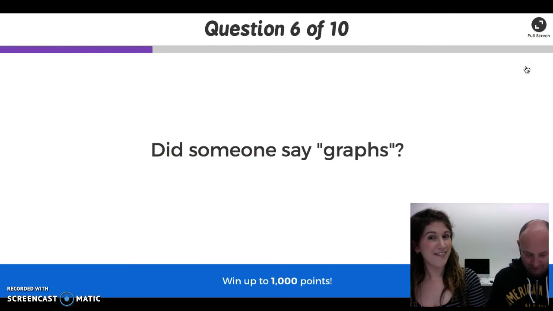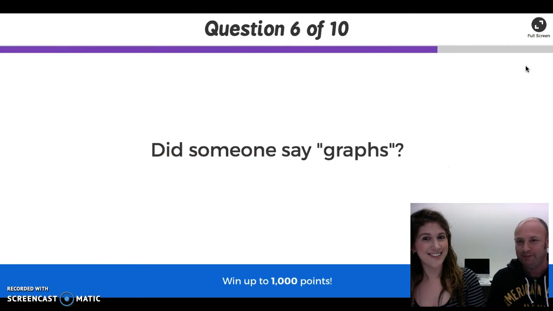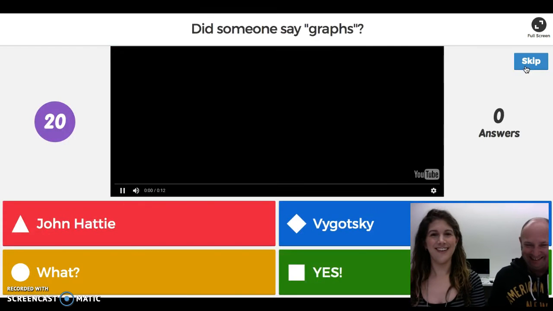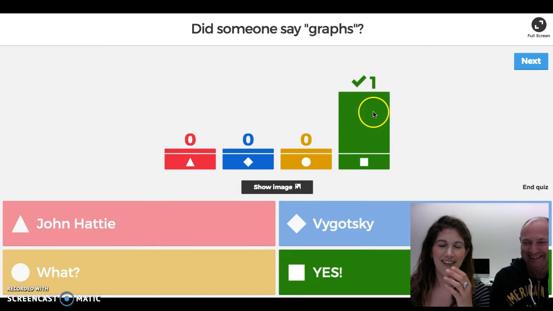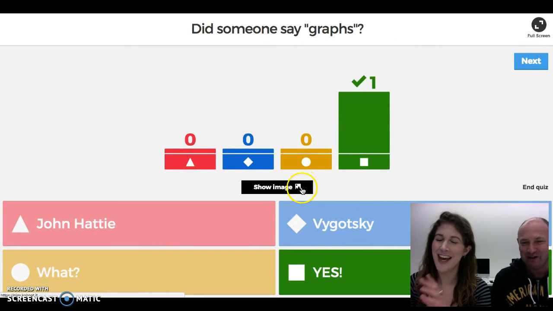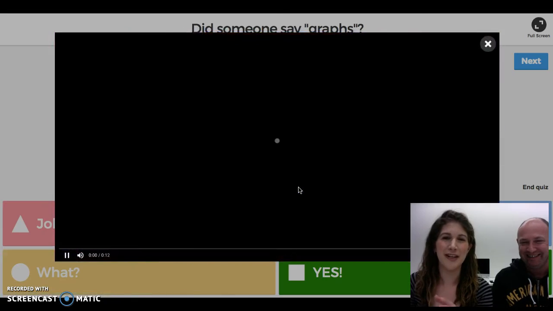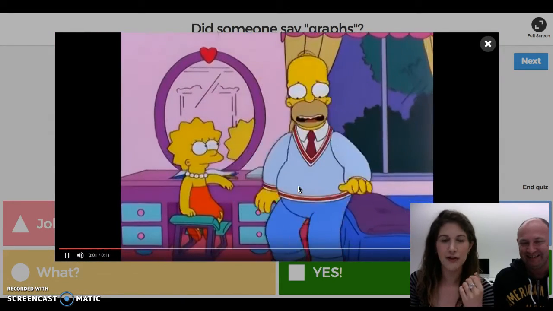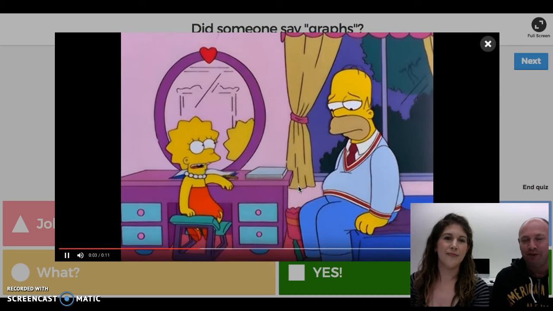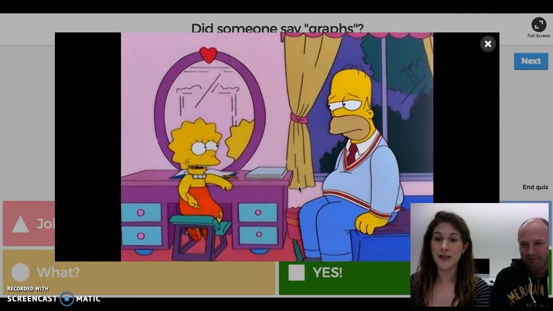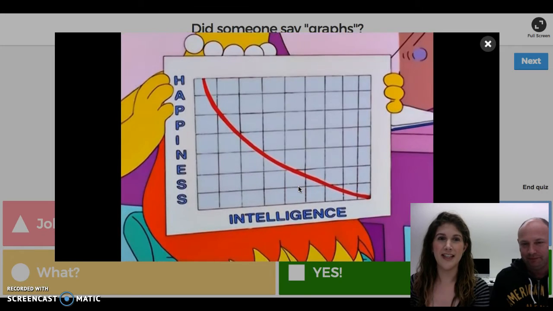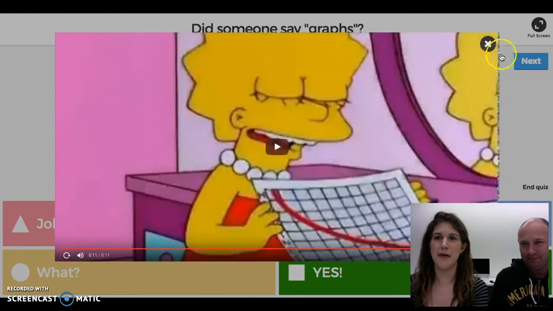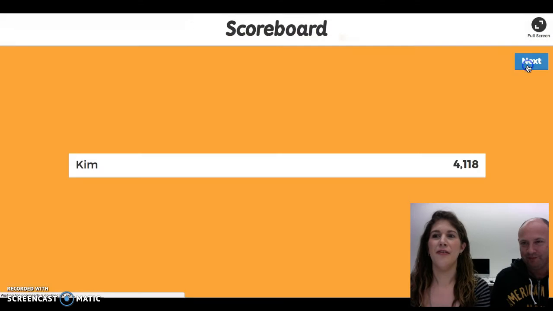Did someone say graphs? No. They so did. I heard it. Now, in this case, sorry. Kim was too quick, so I'll go show image, and I've actually embedded a YouTube video. So it's multimodal. You can include pictures, graphs, documents, you name it. In this case, it's something a bit sad. Poor Lisa. So we go next.